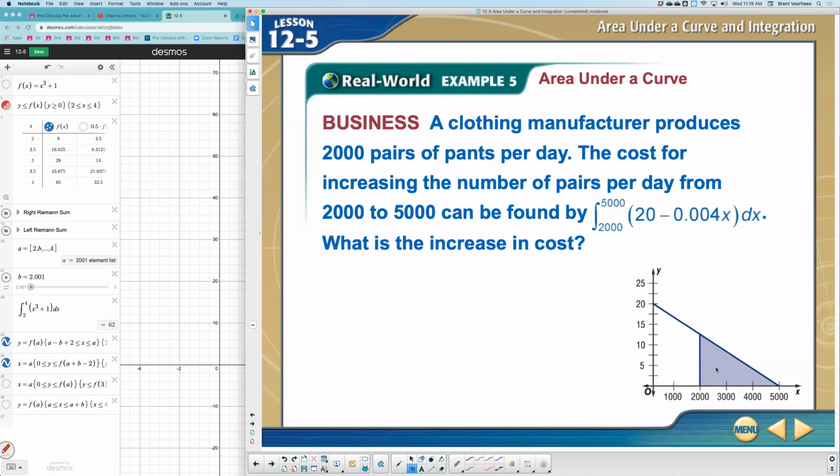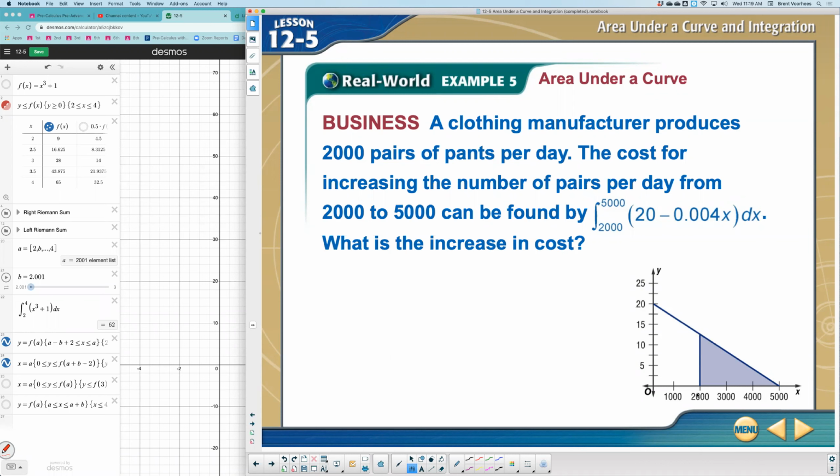Example 5, business. A clothing manufacturer produces 2,000 pairs of pants per day. The cost of increasing the pairs of pants per day from 2,000 to 5,000 can be found by using that integral. What is the increase in cost? Now, here's one thing that's deceiving: many students will look at this and say, well, the cost decreases. The overall cost will not decrease. The cost per pants will decrease.